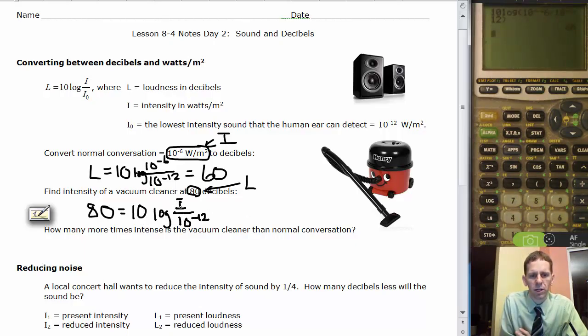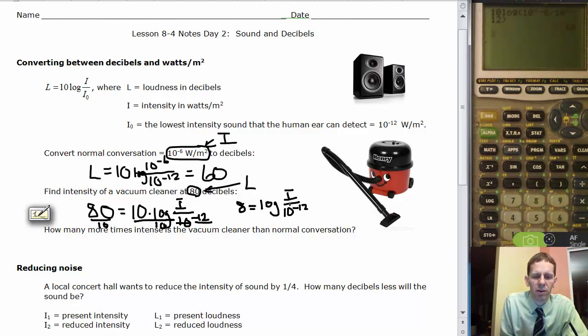So to solve this equation for I, here's what we're going to do. First of all, probably no surprise, we're going to divide both sides by 10, because the 10 doesn't need to be on the right side. We're trying to pull everything off the right side of this equation. So I'm going to divide everything in this equation by 10. On the left side, 80 divided by 10 is equal to 8. On the right side of the equation, I have log of I over 10 to the negative 12th power.